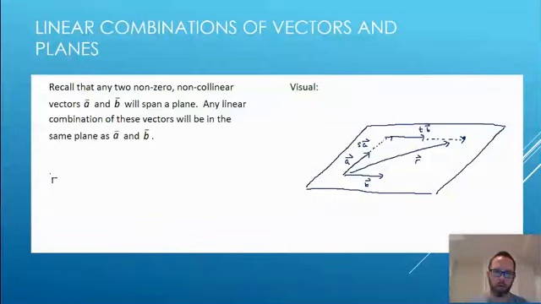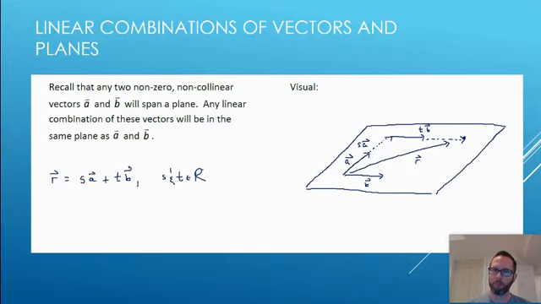So I can write this. Any vector R is just some linear combination, some number times vector A, plus some number times vector B. And s and t are real numbers. So that's a big idea for how to find the equation of a plane.